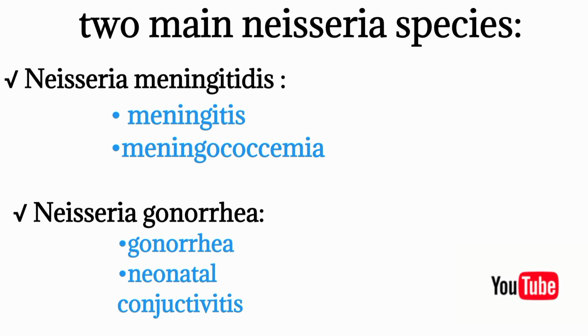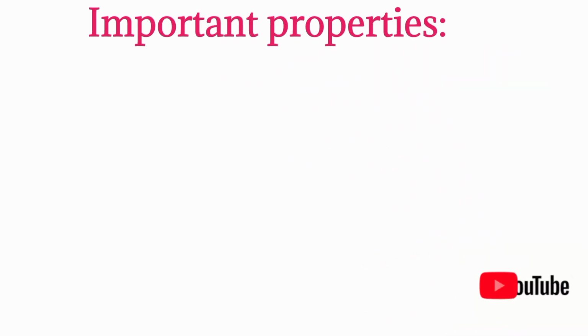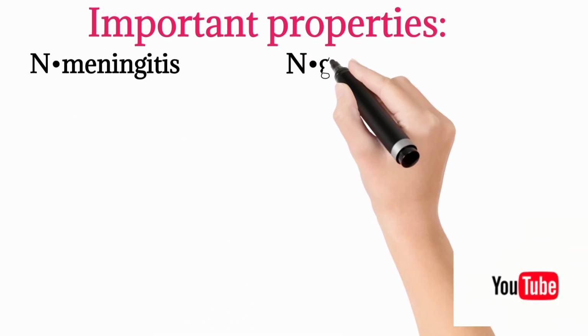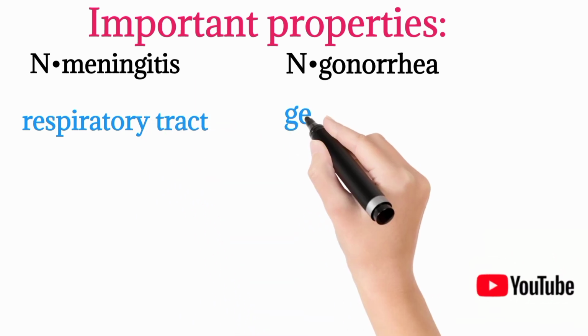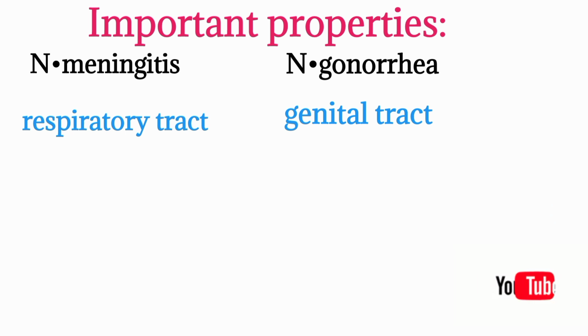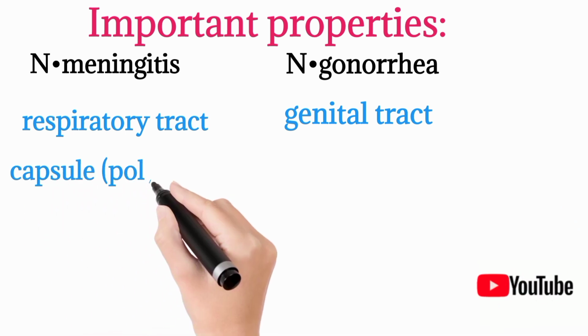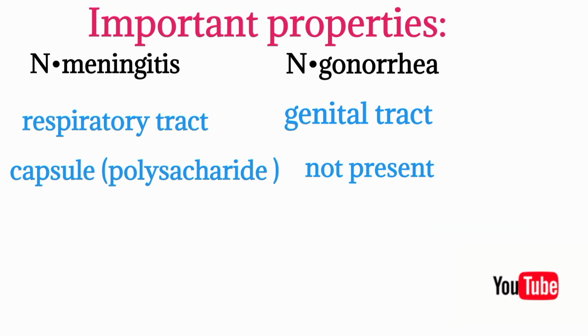So that's about the Neisseria species, and we have to differentiate between the important properties of Neisseria meningitidis and Neisseria gonorrhea. First is the portal of entry. Neisseria meningitidis enters the body through the respiratory tract, through air droplets, and Neisseria gonorrhea enters through the reproductive tract, the genital tract. Another important property is that Neisseria meningitidis has a capsule. A capsule is an additional structure made up of polysaccharide outside the cell wall. This is present in Neisseria meningitidis, whereas it's not present in Neisseria gonorrhea. It also gives pathogenicity, and it is used in the vaccine for Neisseria meningitidis.